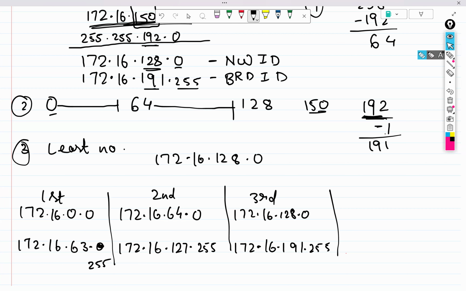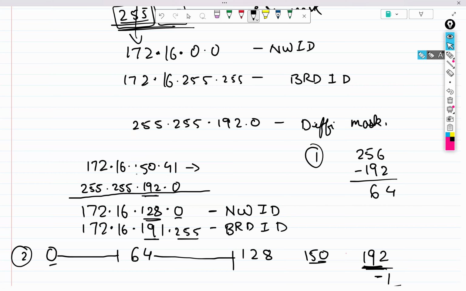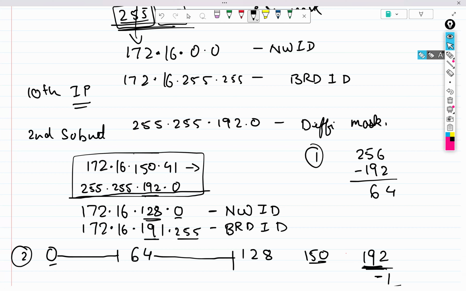So if anyone asks you, they may ask you this question. You have an IP address 172.16.150.41. What is the 10th IP in the second subnet for this IP address? They may ask you a question like this. What is the 10th IP of the second subnet? The calculation remains the same.